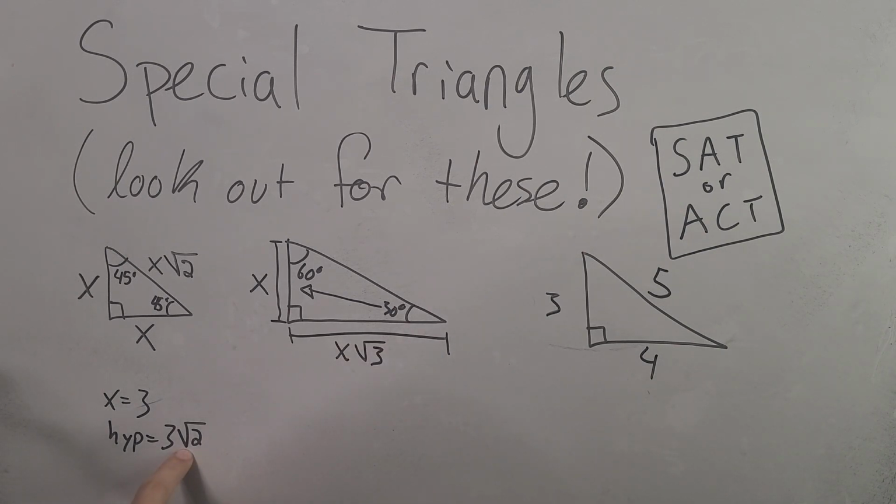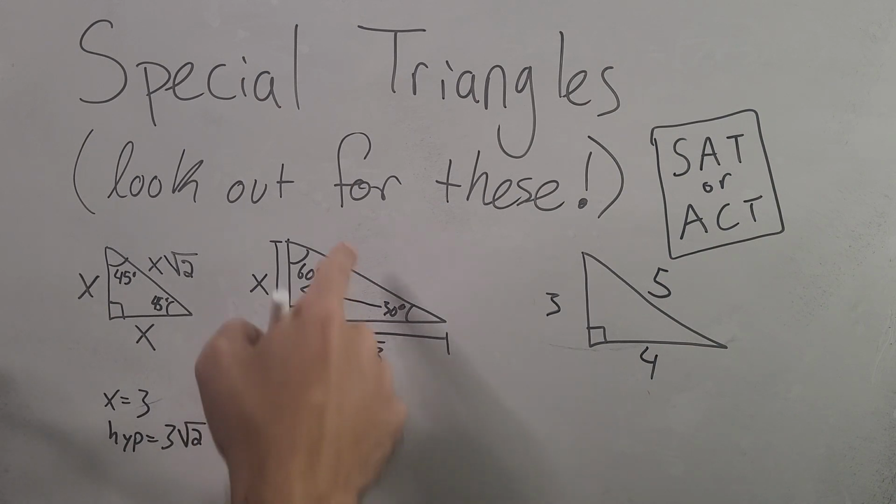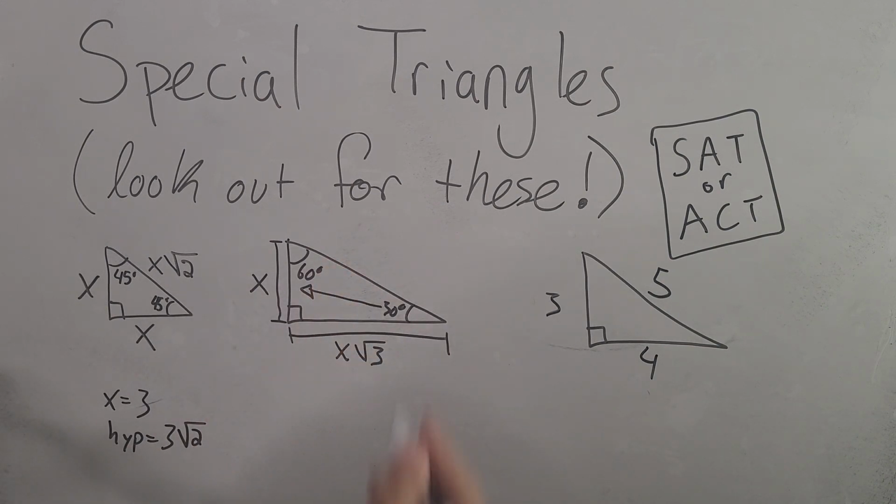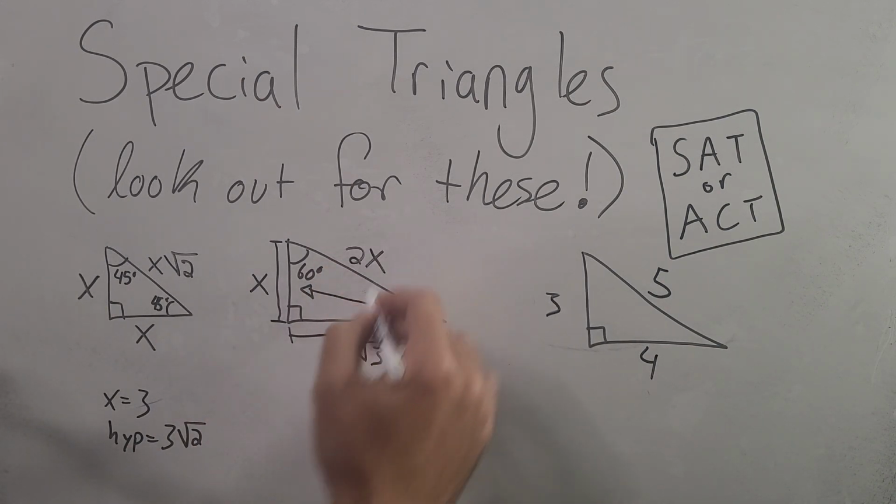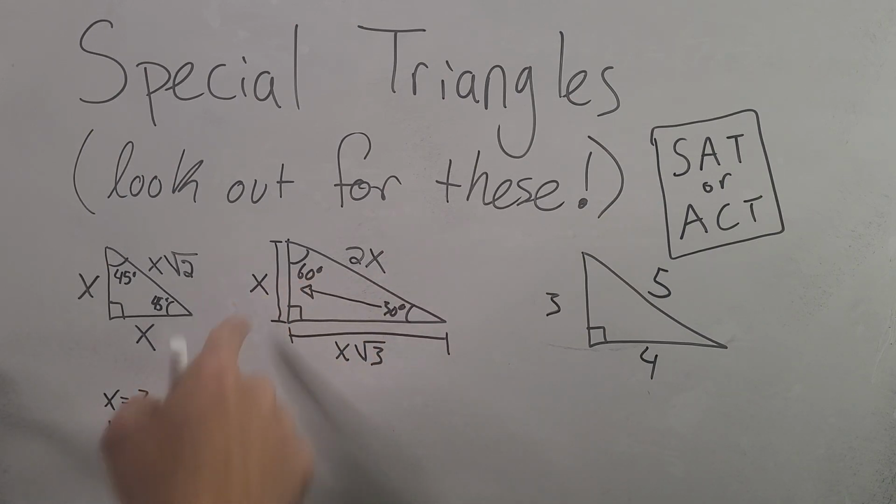A little bit different than the square root of 2, but it's easy to remember the square root of 3 because there's a 3 in the angle. That's what I use to help me remember whether it's x square roots of 2 or x square roots of 3 for the 60-30. Now for the hypotenuse, it gets a little bit easier. It's always going to be 2x, which is twice the length of the small leg.